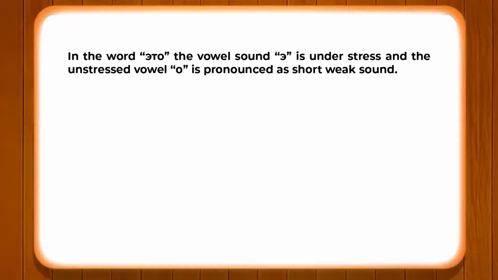Alright, so with this concept now we will move ahead and look at the other concept of Russian phonetics. In the word eta, which means this, the vowel sound a is under stress and the unstressed vowel is o.